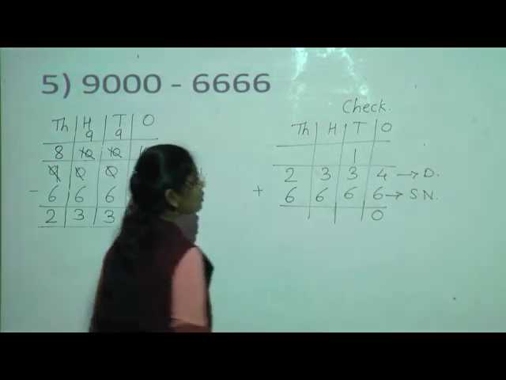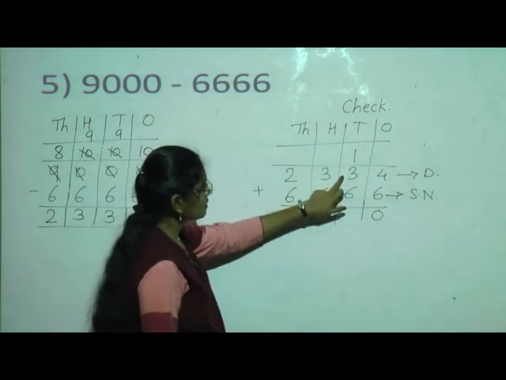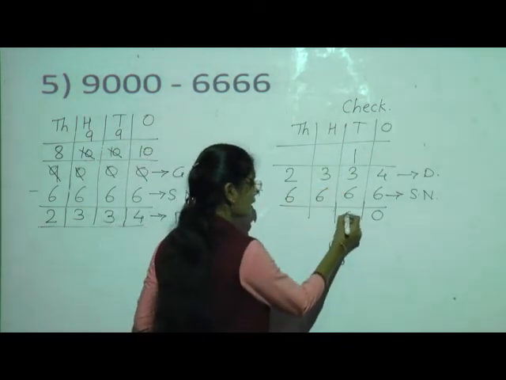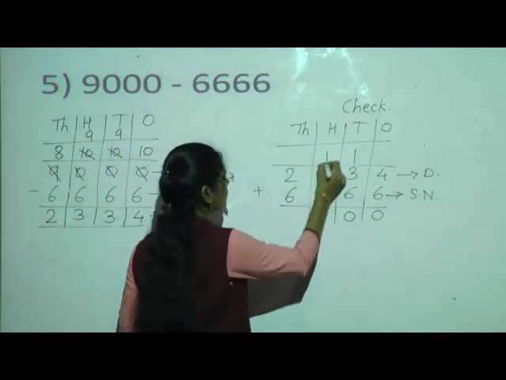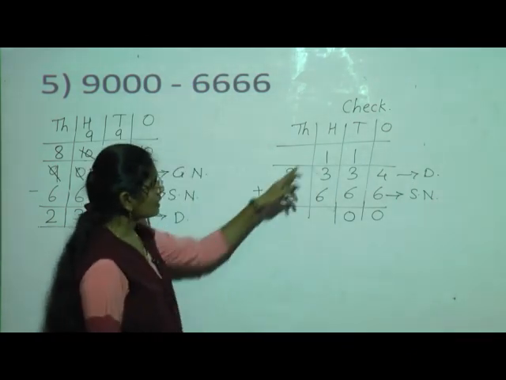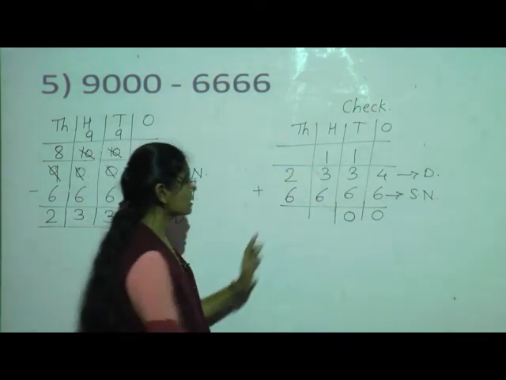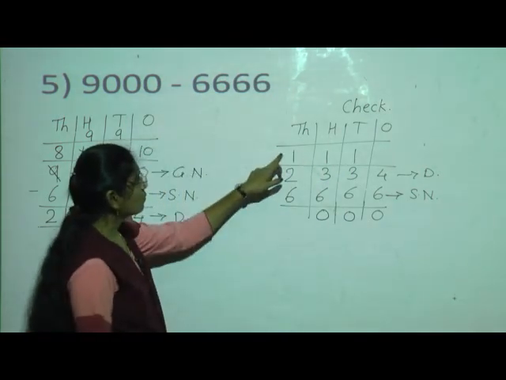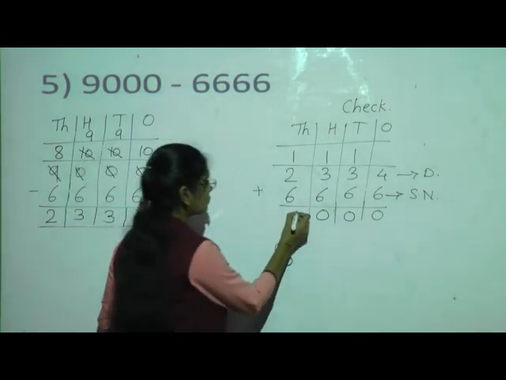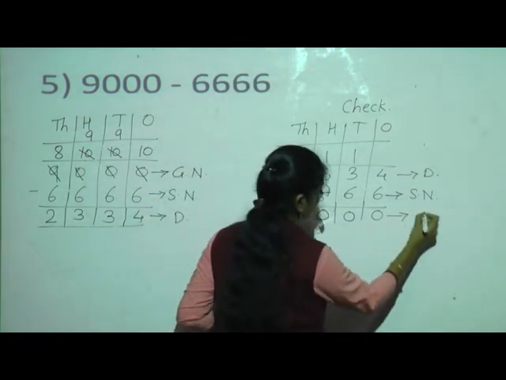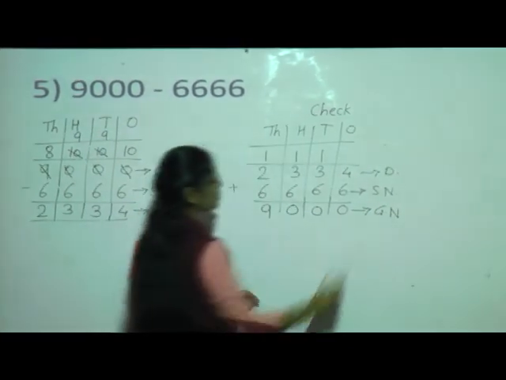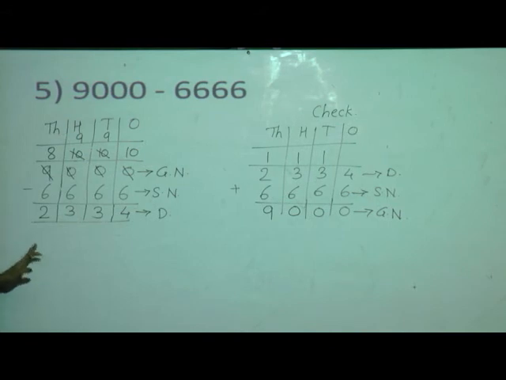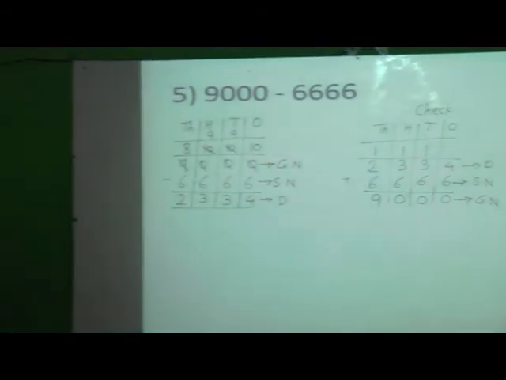Now do the addition of tens place numbers. 1 plus 3, 4. 4 plus 6, again 10. So here 0 will write and 1 will give as a carry to the hundreds place. 1 plus 3, 4. 4 plus 6, again 0. So here 0 and 1 will give carry. 1 plus 2, 3. 3 plus 6, 9. See, the number is 9000, which is the greater number. So our answer is correct. So in this way we can check the answer by addition.